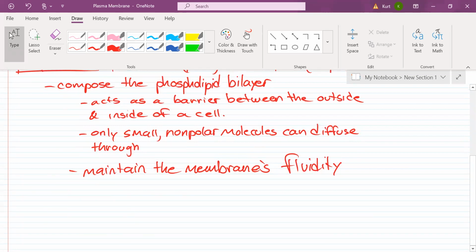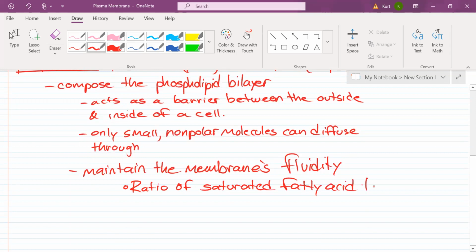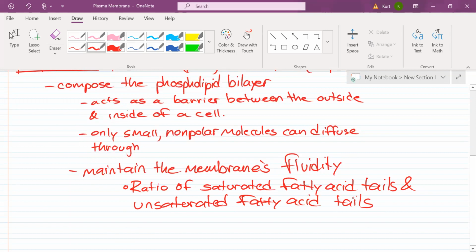In order to maintain the membrane's fluidity, its ability to always be in motion, like the flowers on top of a pool, you have to have a proper ratio of saturated fatty acids or saturated fatty acid tails and unsaturated fatty acid tails. Remember that in a phospholipid, there are 2 fatty acid tails per molecule. They can be saturated or unsaturated. Typically, it's one of each.